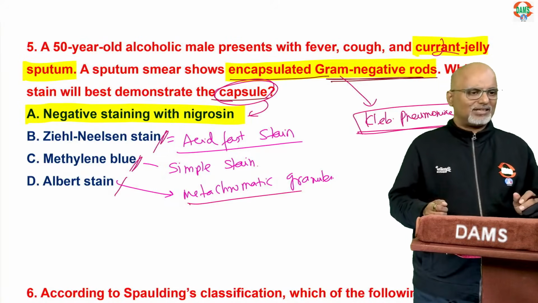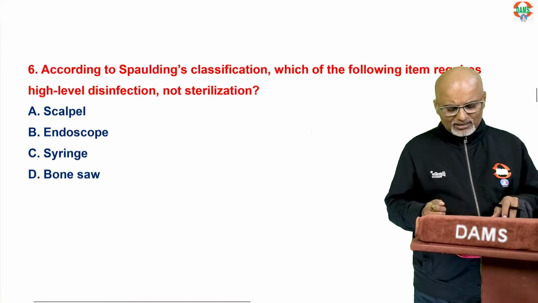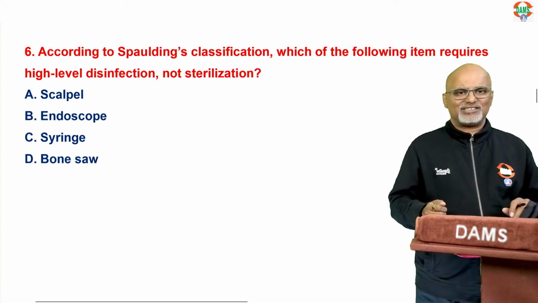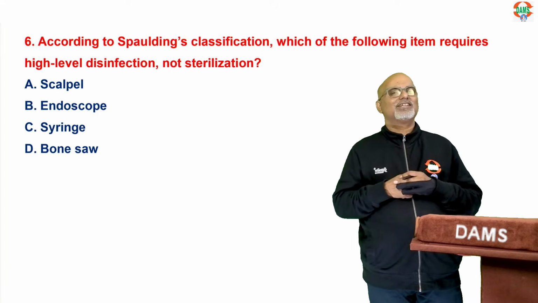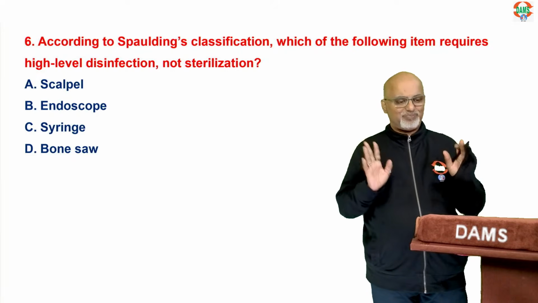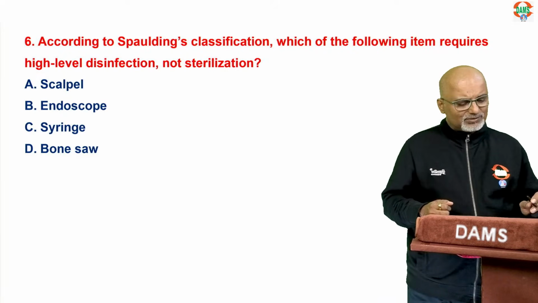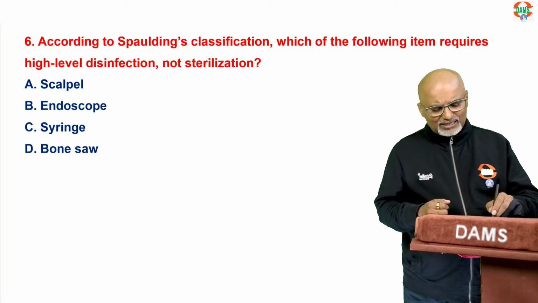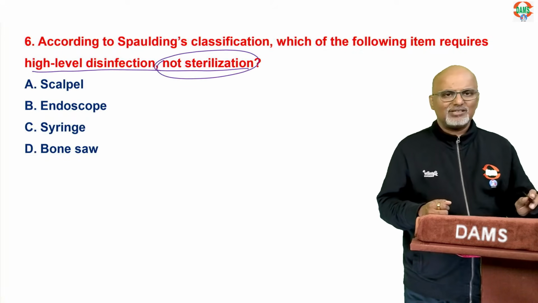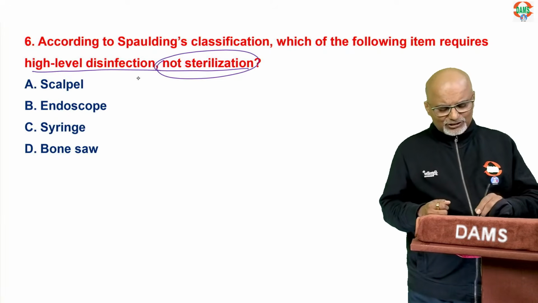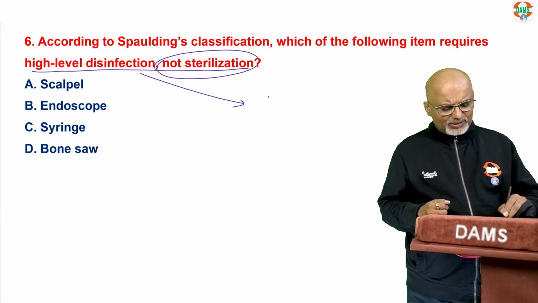Got it? Right. Next is, according to Spaulding classification, immediately my mind says critical, semi-critical, non-critical, I should choose one. So, which of the following items requires high-level disinfection, not sterilization? High-level disinfection, usually semi-critical.